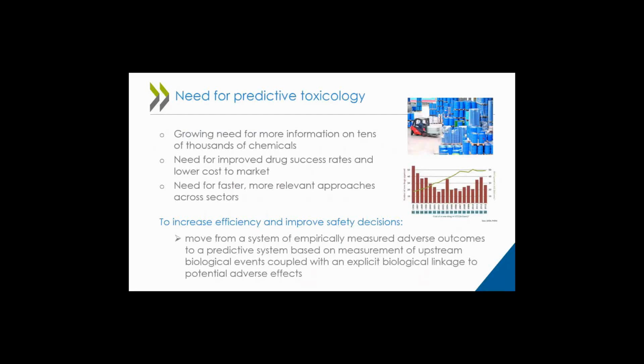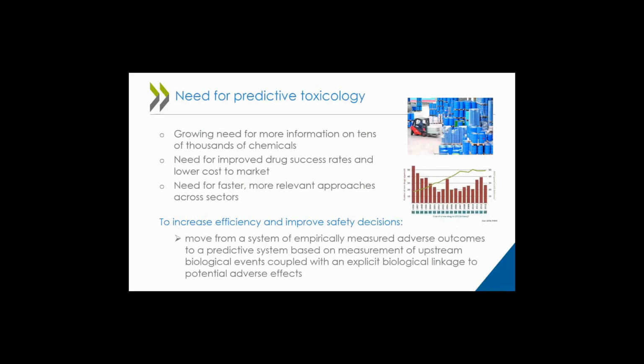Okay, first, why do we need AOPs? Well, there's a lot of forces that make us realize that we need to transform the historical way of assessing chemical safety for a number of reasons, including a growing concern over the lack of information about tens of thousands of chemicals that are in the environment, and concern about the high failure rate of drugs in spite of increased spending on research and development, and the need for faster, more relevant approaches across chemical sectors.